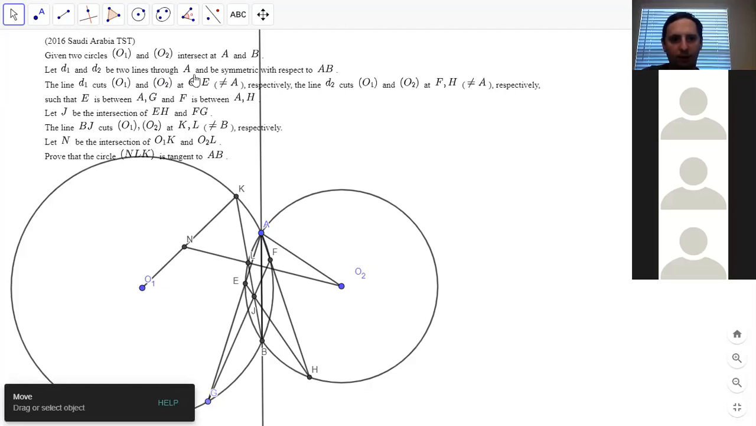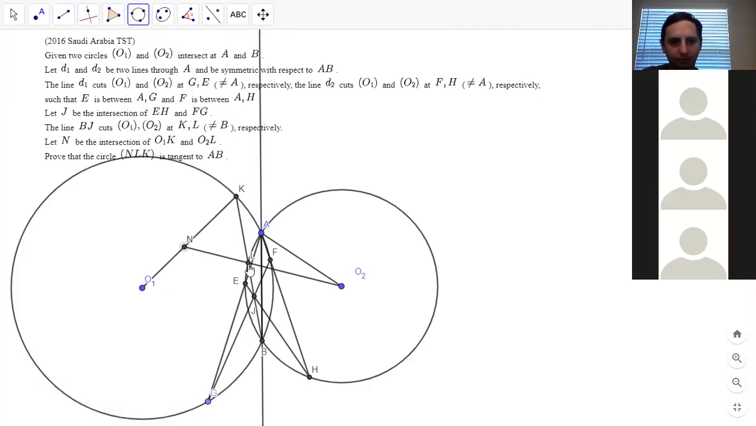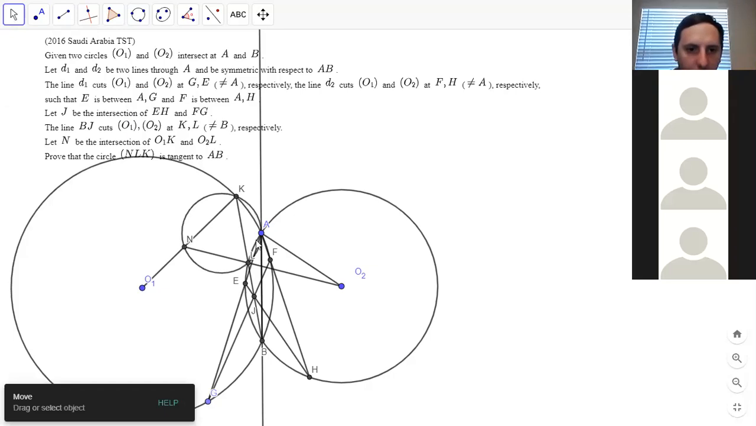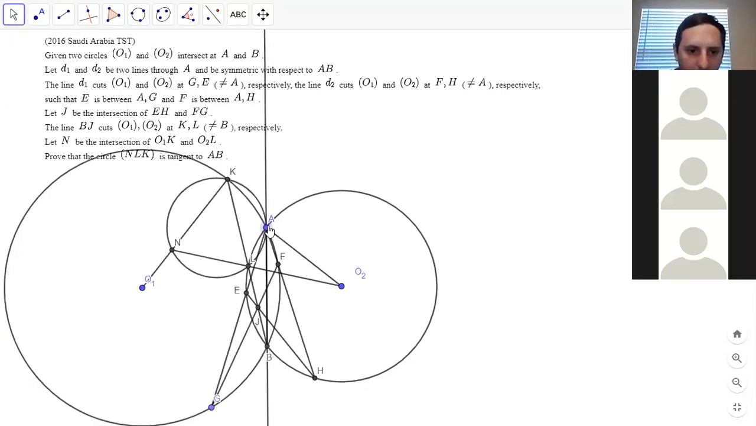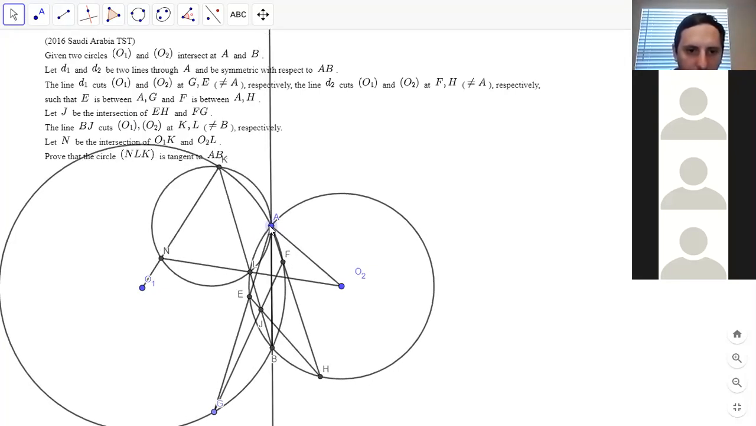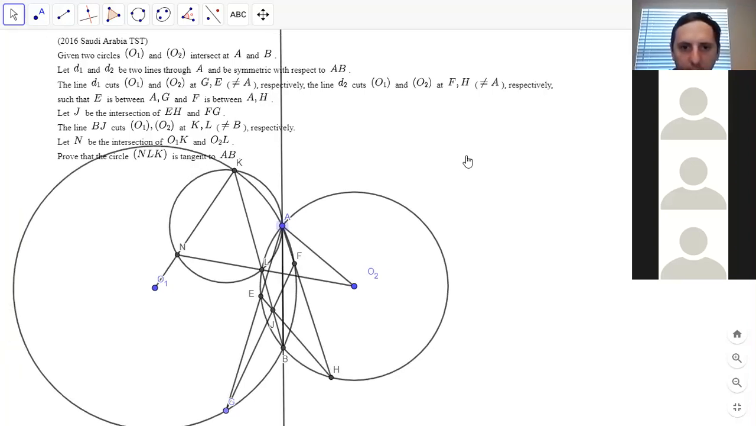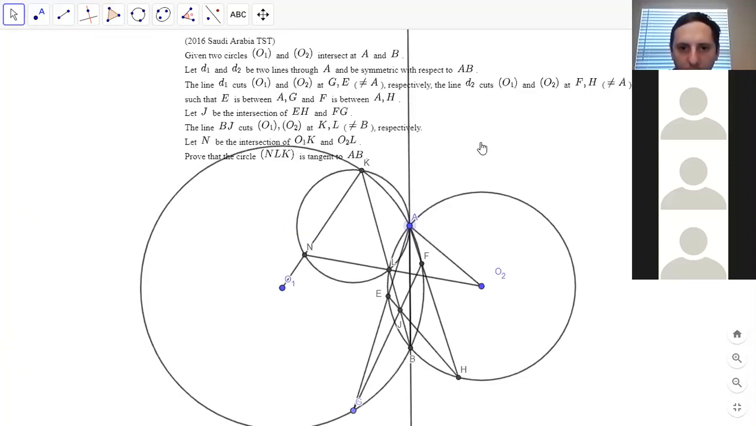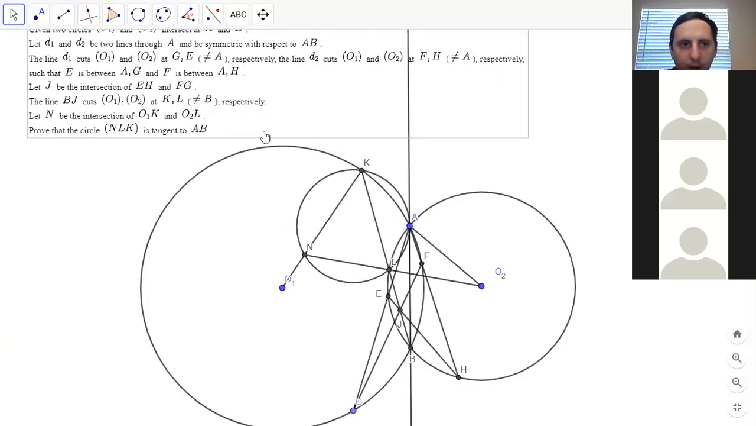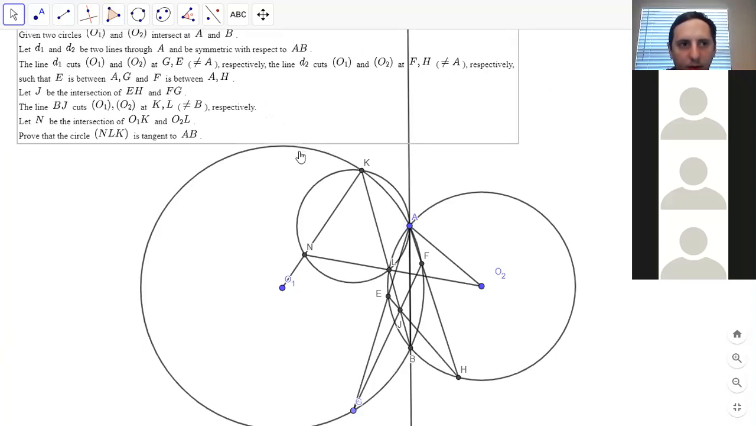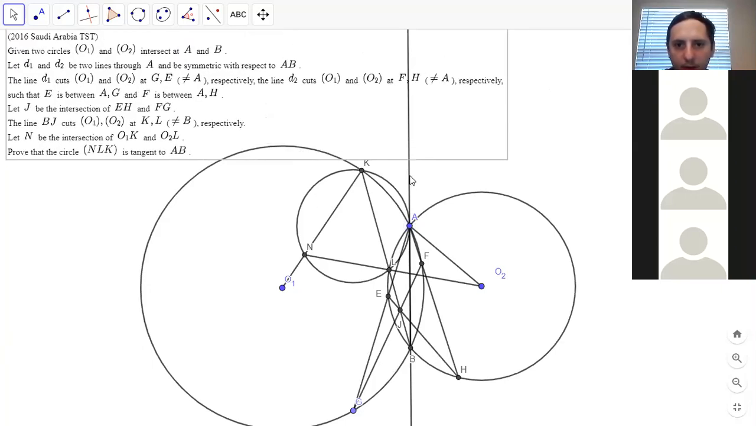So we can check, is that circle really tangent? Oh, it looks like it actually passes through A. So we could first try to show AKLN is cyclic, and then we could show it's actually tangent at A. Okay. So I guess I don't need to draw this whole line then. I could just draw it up to A.